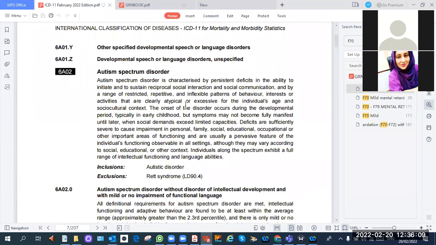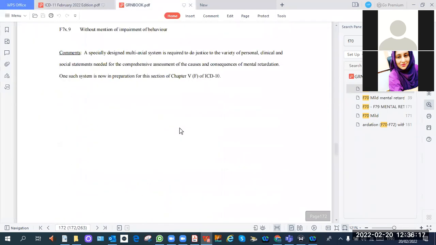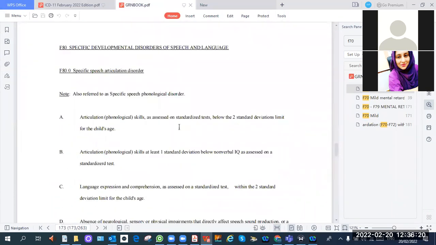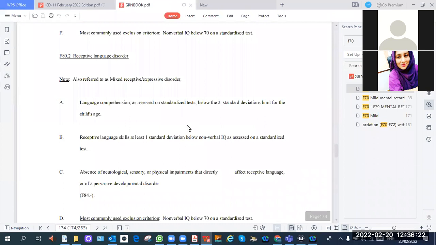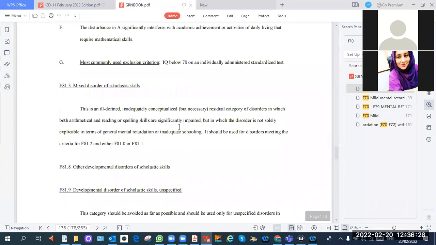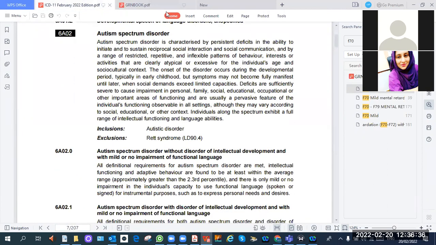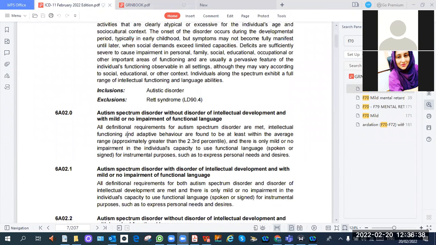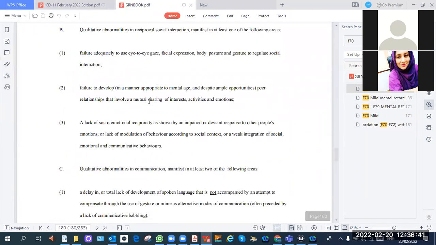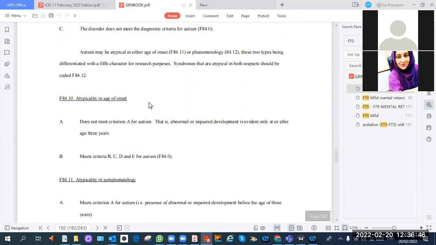Now come to 6A02, autism spectrum disorder. Here in ICD-10, it was childhood autism. We go to F84. So now it is autism spectrum disorder. Yeah, childhood autism, and now it is autism spectrum disorder. Now if we go to F85 in ICD-11, F84.1 is atypical.